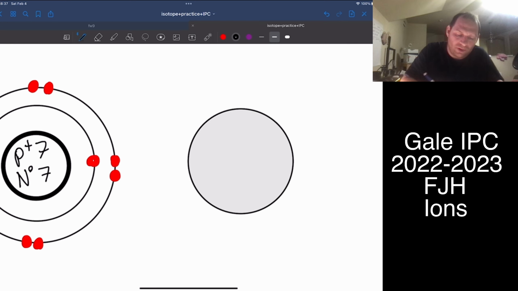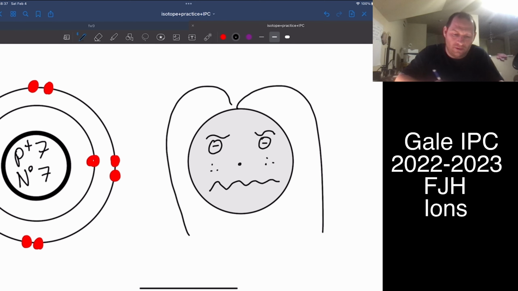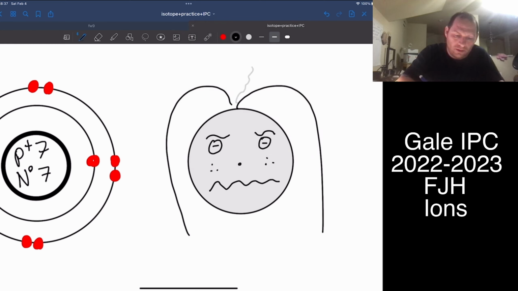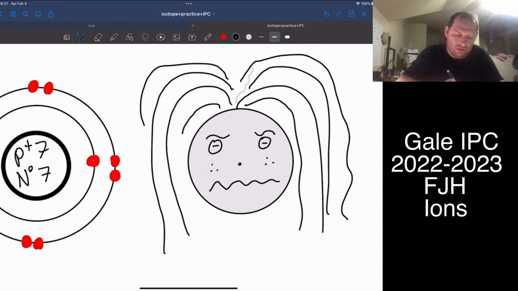We have a little... guess yet. That little gray here. Anybody guessed it yet? Look at the eyes.